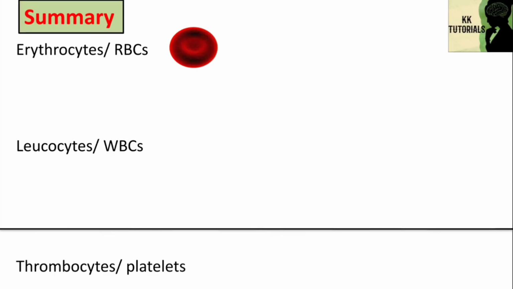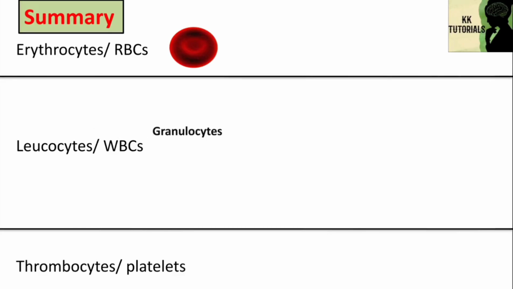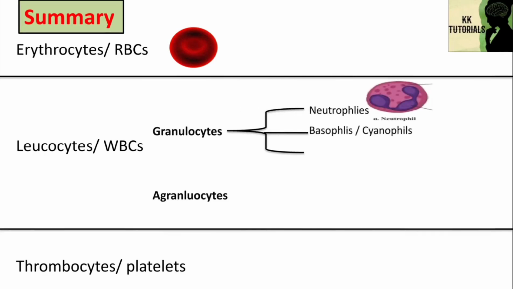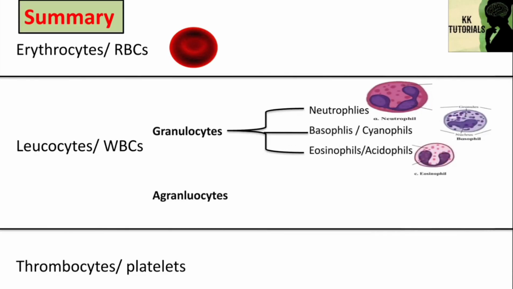Leukocytes are formed by the process of leukopoiesis. There are two types of leukocytes. They are granulocytes and agranulocytes. Granulocytes are of three types. They are neutrophils, basophils, and eosinophils. These granulocytes have granules in their cytoplasm, hence are called granulocytes.